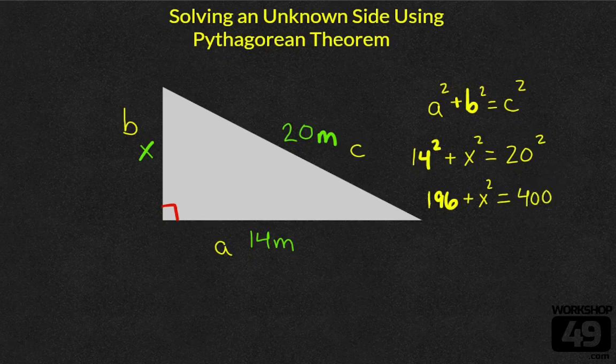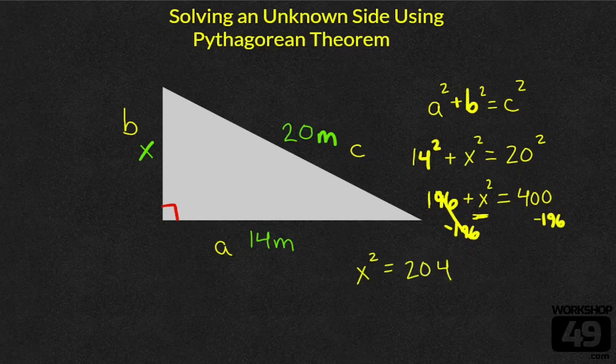But this time, the numbers are not on the same side of the equation. They're on opposite sides. In order to bring this 196 over to the other side, we want this x squared all by itself. I don't want this 196 over here. It's just getting in the way. If I want to take this 196 and get rid of it, I need to subtract 196 from this side, and I need to subtract 196 from this side. 196 subtract 196, those are gone. 400 subtract 196 is going to leave me with x squared equals 204.